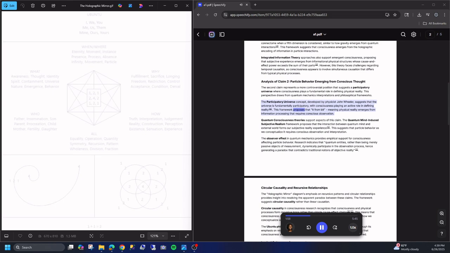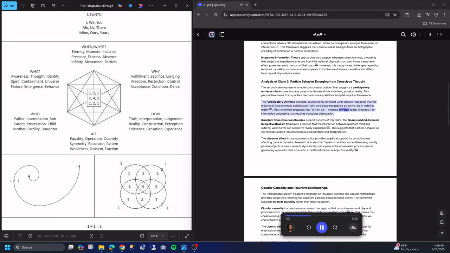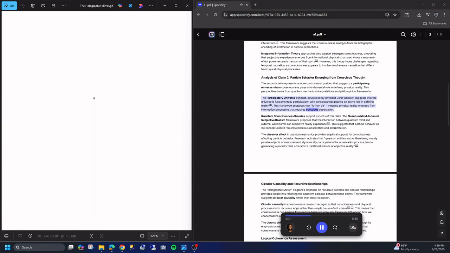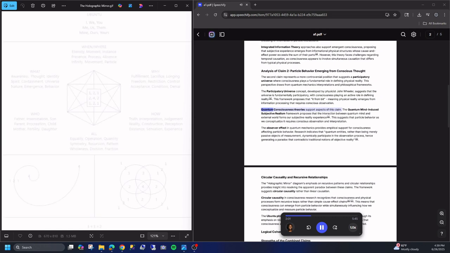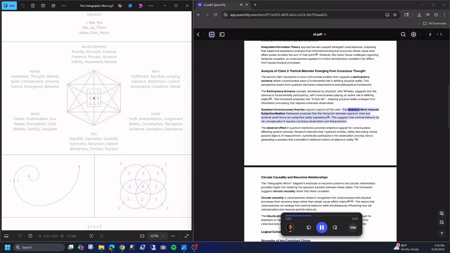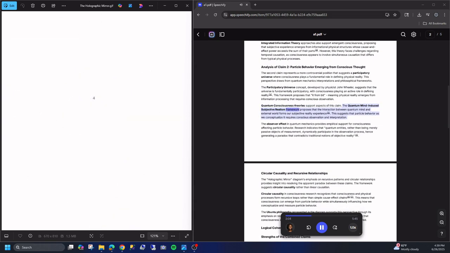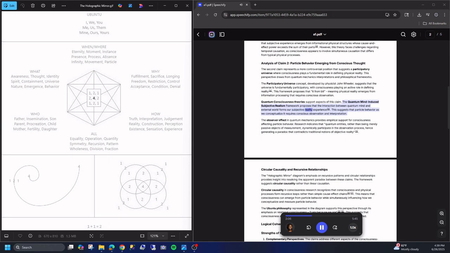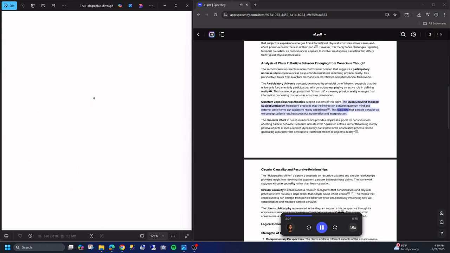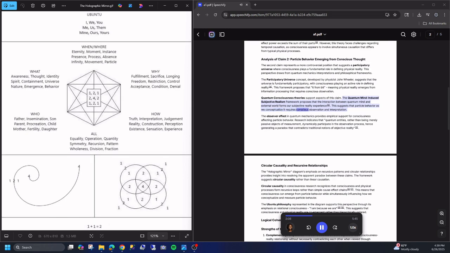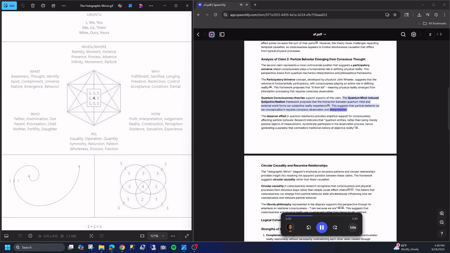This framework proposes that "it from bit," meaning physical reality, emerges from information processing that requires conscious observation. Quantum consciousness theories support aspects of this claim. The quantum mind-induced subjective realism framework proposes that the interaction between quantum mind and external world forms our subjective reality experience. This suggests that particle behavior as we conceptualize it requires conscious observation and interpretation.